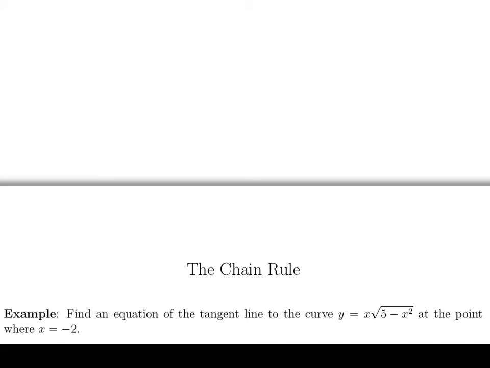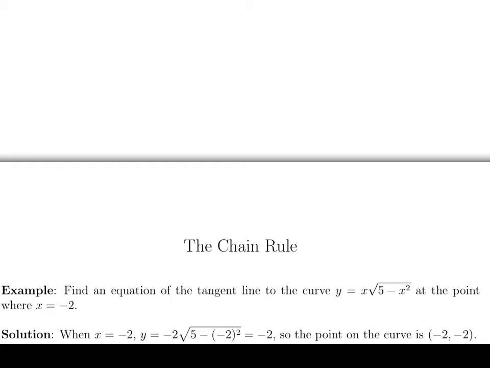Let's try to find an equation of the tangent line to the curve y equals x square root of 5 minus x squared at the point where x is equal to -2. Remember that the two pieces of information that we need in order to find an equation of the tangent line are a point and a slope.